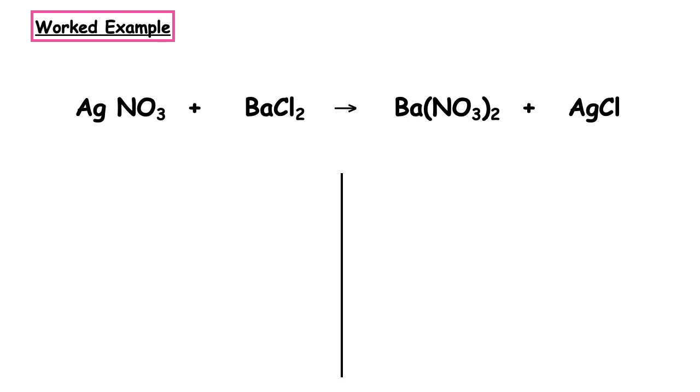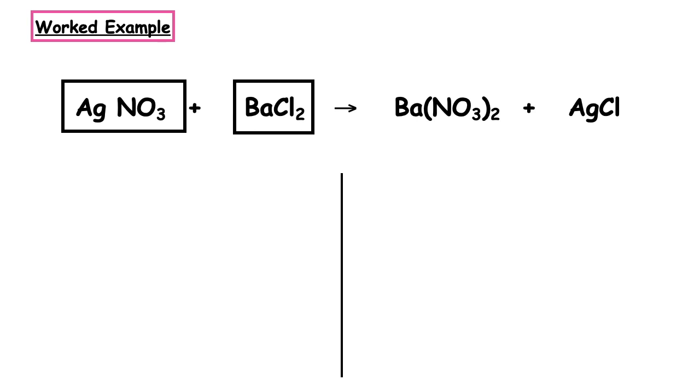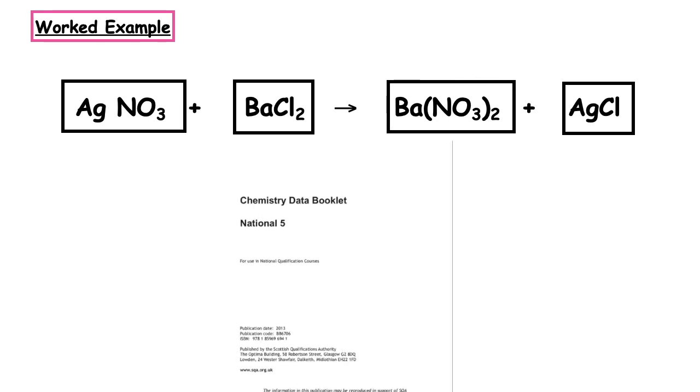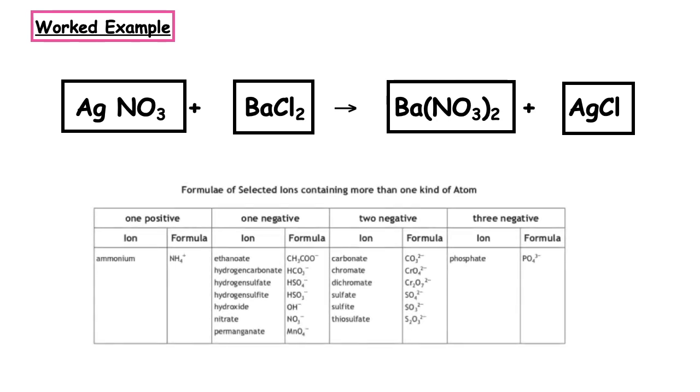Worked example number 2, we have silver nitrate plus barium chloride, which reacts to produce barium nitrate and silver chloride. So we have to remember to put boxes around the entities. And because we have got 3 elements which are present in an individual compound, we have to use page 8 of our chemistry data booklet to identify the group ion. Using page 8, we can see that we have nitrate, which is our NO3.